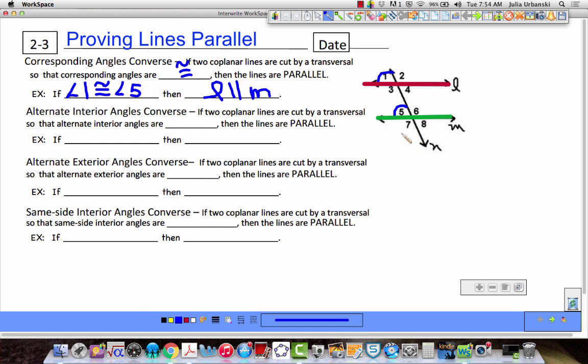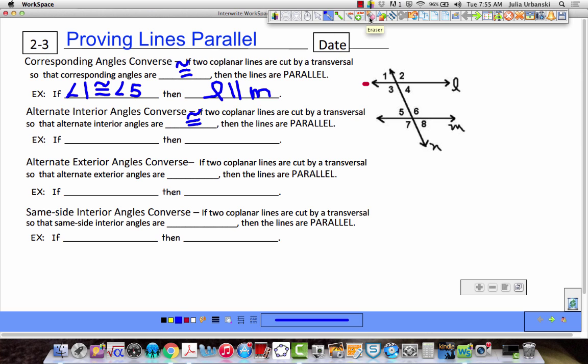Okay? So when you find a pair of special angles like corresponding or same side interior or something like that, then you can say that the two lines in that picture are also parallel to each other. All right, so for this one, if you find out that alternate interior angles are congruent, because that's the rule they're supposed to be, then you're allowed to say that the lines are parallel. That's right, so it goes backward.